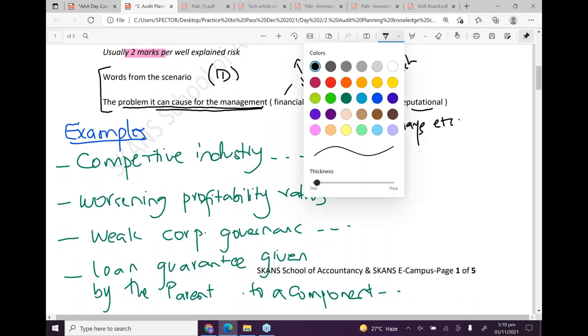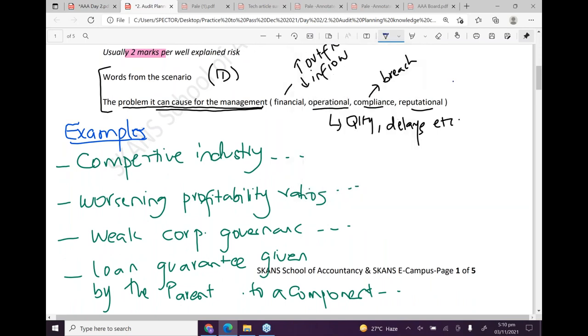So very frequently tested, I've been told by my students in published questions as well, this is a competitive industry. Now, most of the students would write, the risk is it's a competitive industry, full stop. The marker is going to say, thank you so much. I've read the question. Here is your big fat zero. So you have to make sure you do not simply copy paste what's written in the scenario. You have to explain the problem. So this is a competitive industry. In order to survive, the client might need to cut prices, which would obviously lead to decreased inflows.